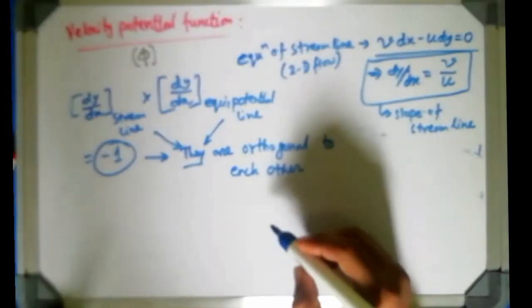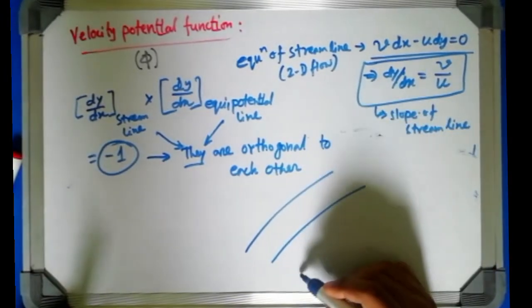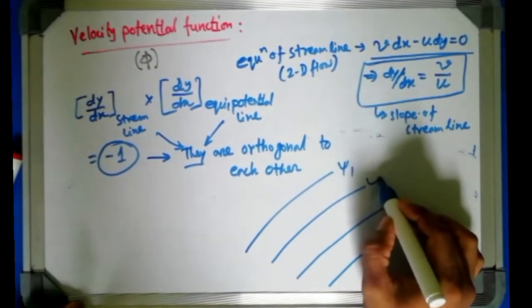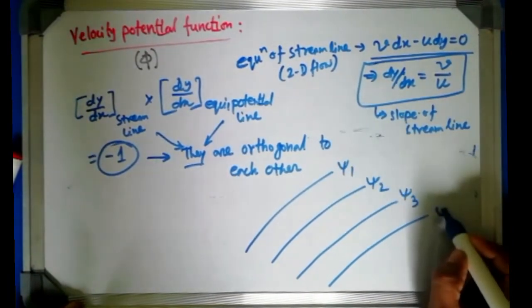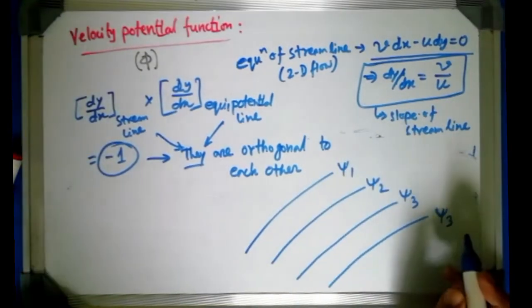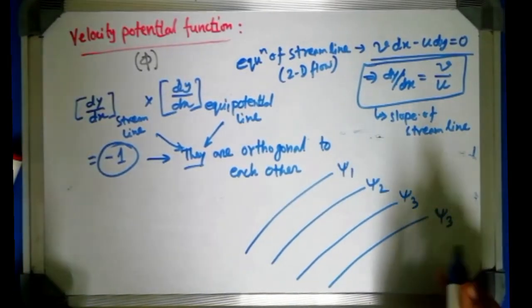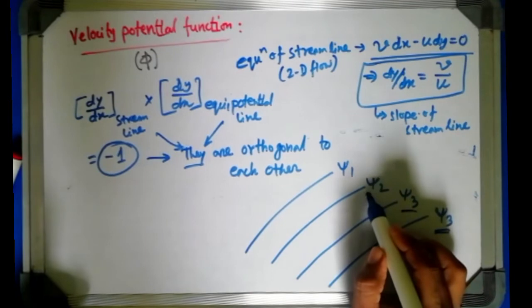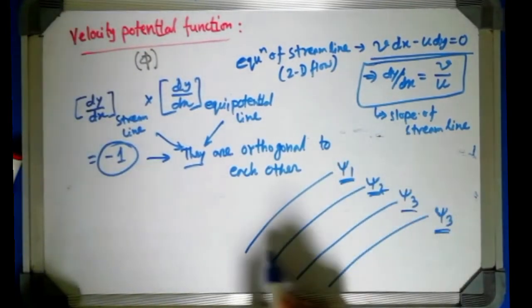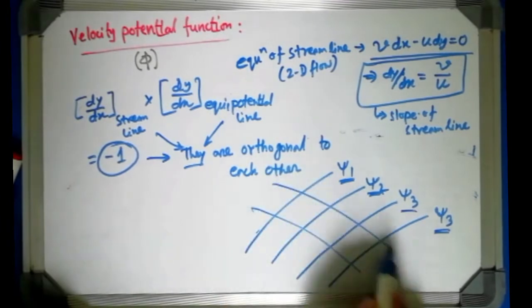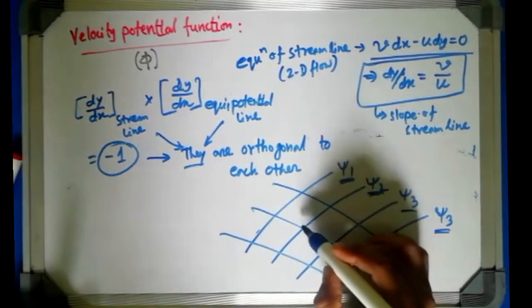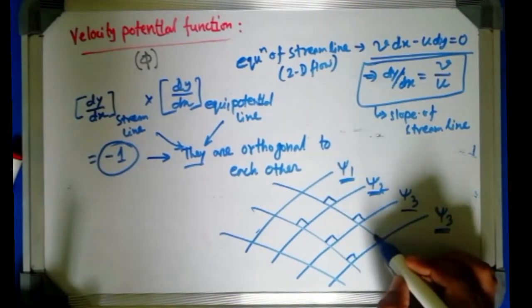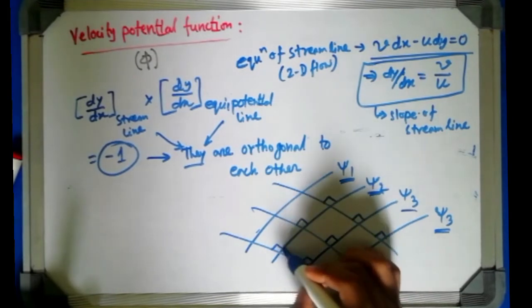So if I draw some different psi values, suppose these are psi 1, psi 2, psi 3, psi 4, they all are different streamlines. And we already have seen that along a streamline, the stream function is constant. And if I draw some equipotential lines, then this angle may not look like 90 degrees, but theoretically they are 90 degrees. All these cutting points are 90 degrees.